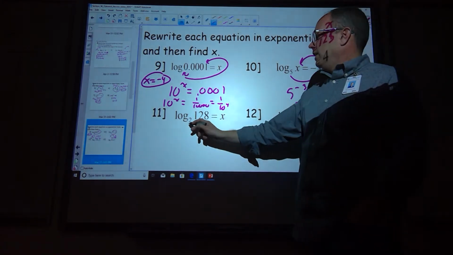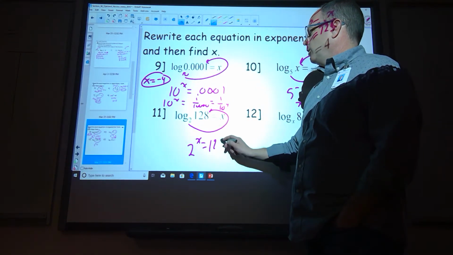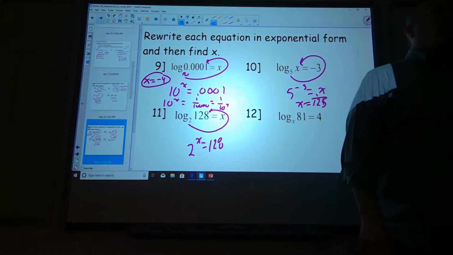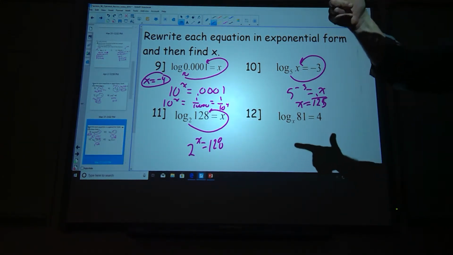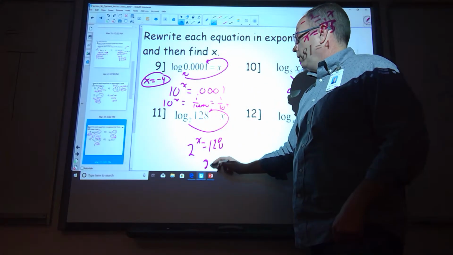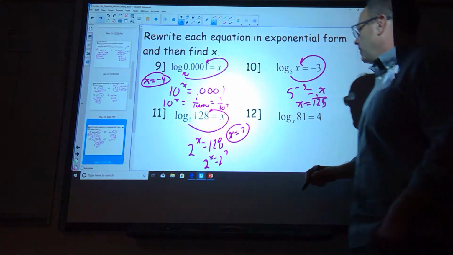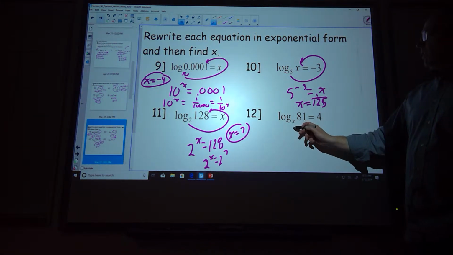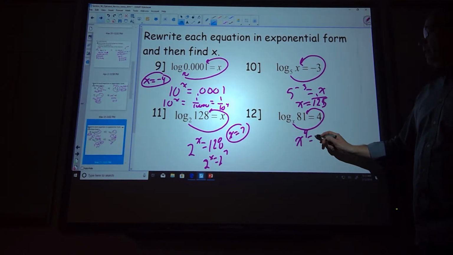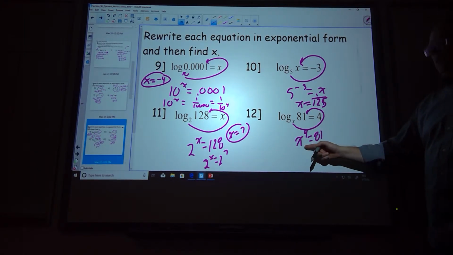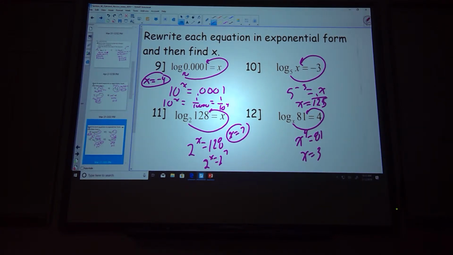All right, let's see. 2 raised to the x equals 128. We can think about how I can make 128 base 2. So 2, 4, 8, 16, 32, 64, 128. So 2 to the x equals 2 to the 7th. So x equals 7. Log base x of 81 is equal to 4. So that's going to be x to the 4th is equal to 81. What number to the 4th is 81? That would be 3, because 3 times 3 times 3 times 3.